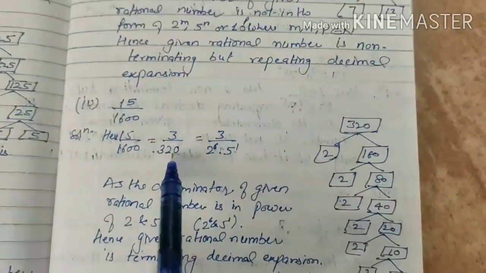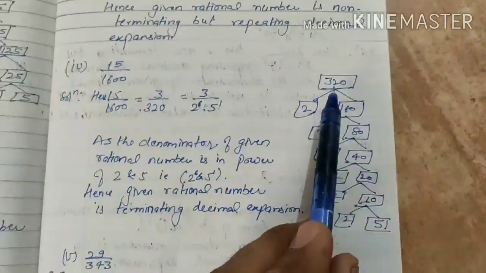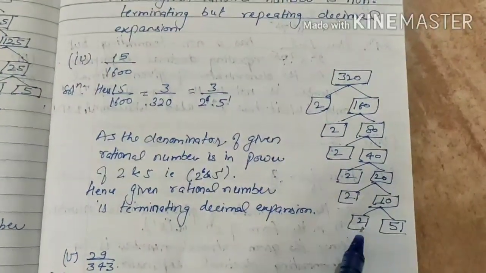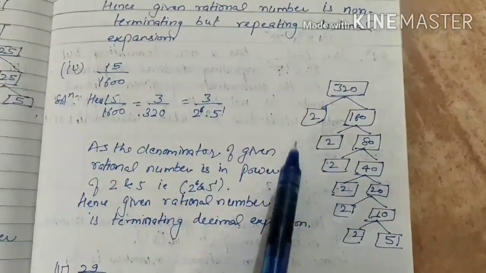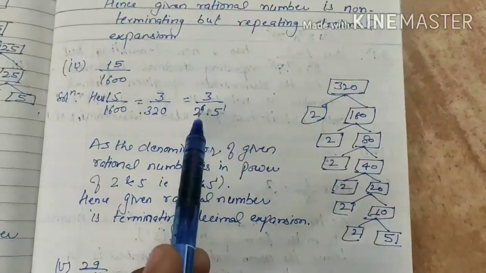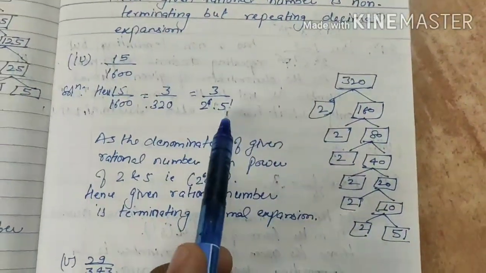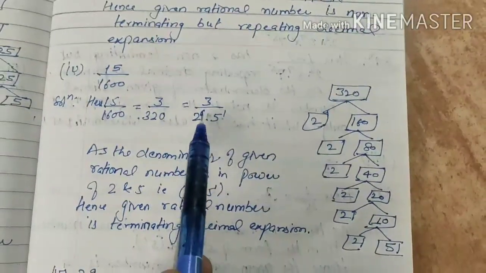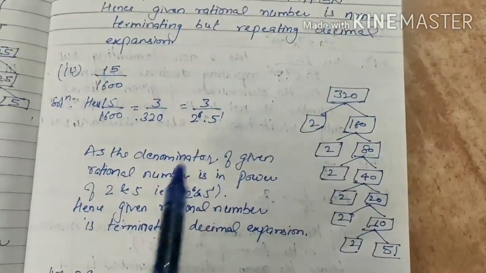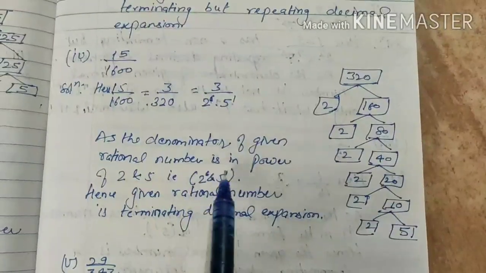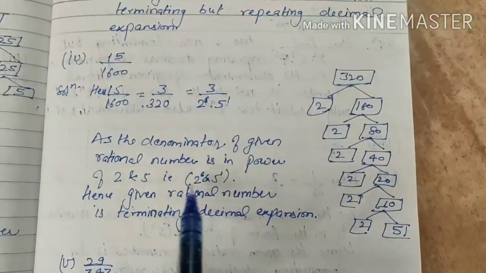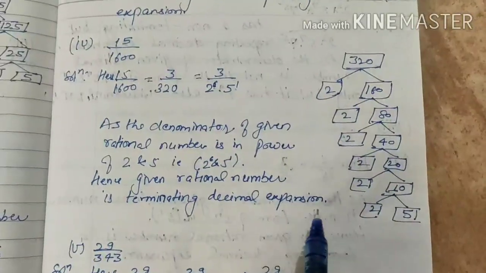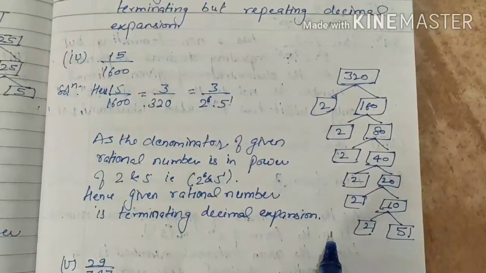Do the prime factorization of 320 and you can see after prime factorization we get 2, 2, 2, 2, 2 and 2 and 5 as prime factors. So we can write it as 2 raised to power 6 into 5 raised to power 1. So 15 by 1600 can be written as 3 upon 2 raised to 6 into 5 raised to power 1. As the denominator of the given rational number is in the power of 2 and 5, that is 2 raised to power 6 and 5 raised to power 1, hence the given rational number is a terminating decimal expansion. This is all about part number 4.